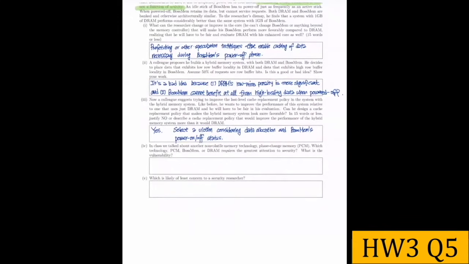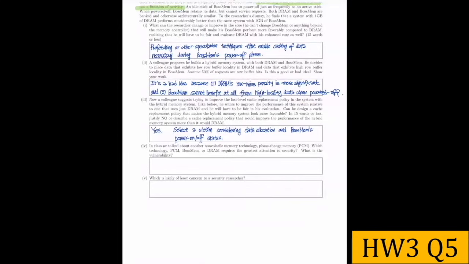And the next question is, in class, we talked about another non-volatile memory technology, phase change memory, or PCM. So the question is, which technology, PCM, BOSMEM, or DRAM, requires the greatest attention to security? What is the vulnerability? And the next question is, which is likely of least concern to a security researcher? So the questions are asking about the security properties of each memory technology.